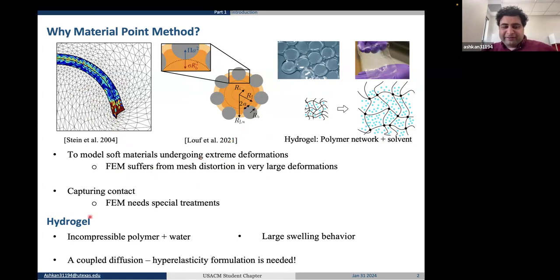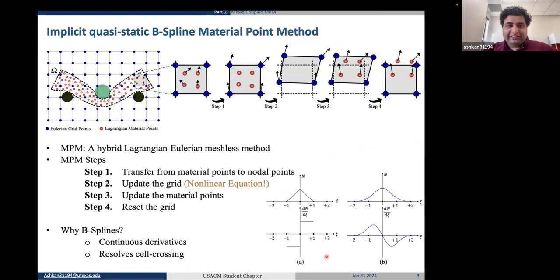The material we finally want to model and we are mostly interested in is hydrogel. Hydrogel is polymer network plus solvent. And when water goes through this polymer network, they undergo large swelling behavior. So a coupled diffusion hyperelasticity formulation is needed.